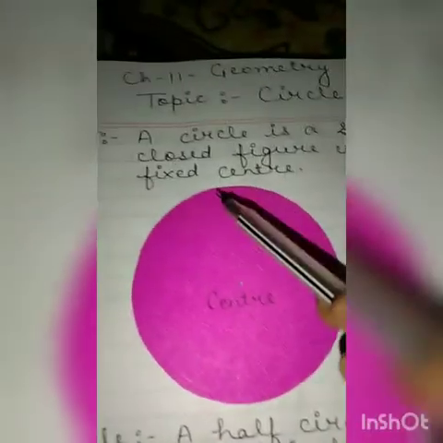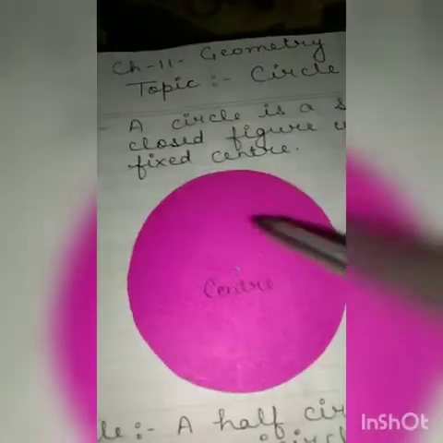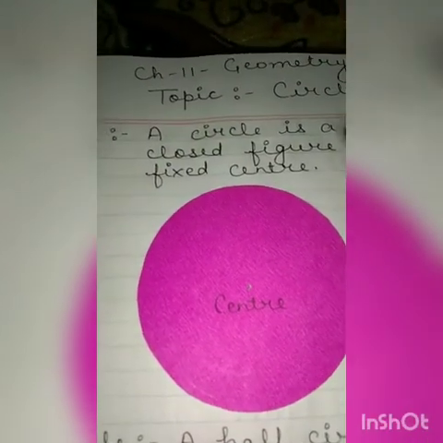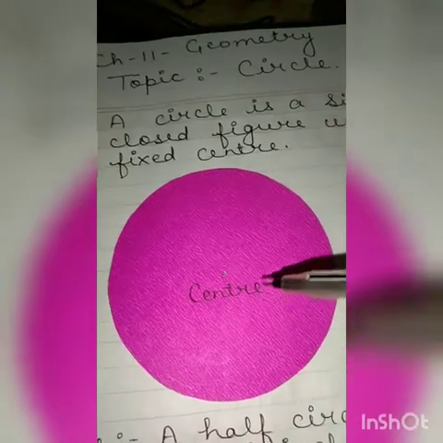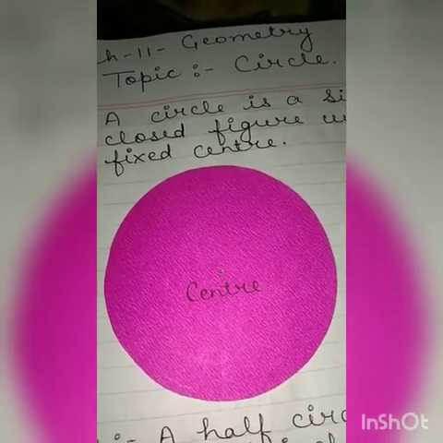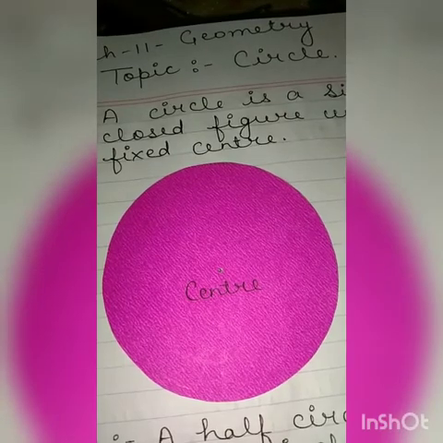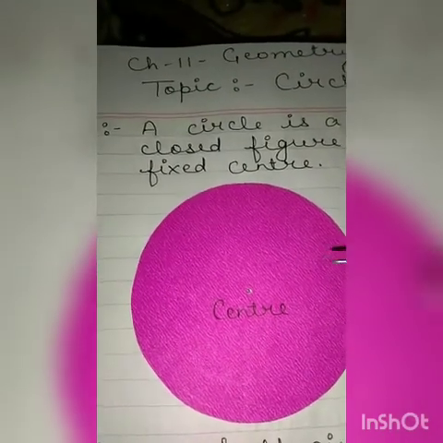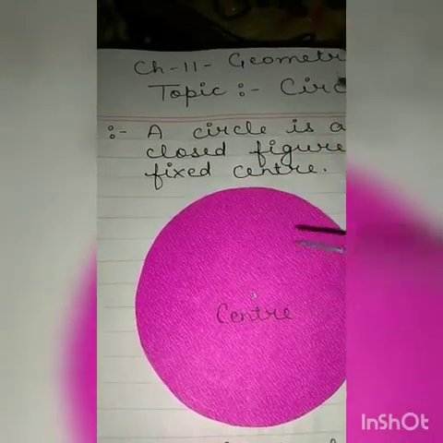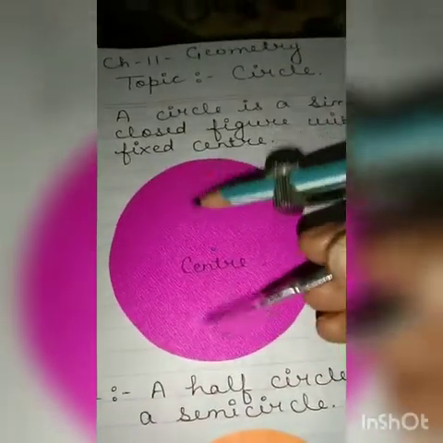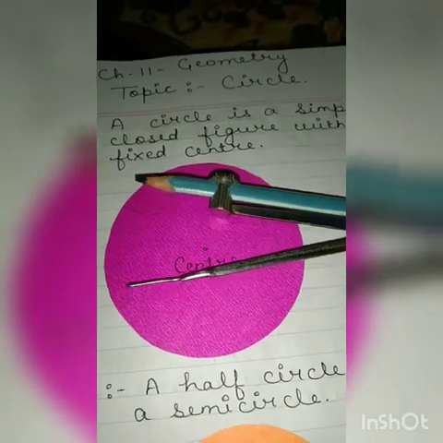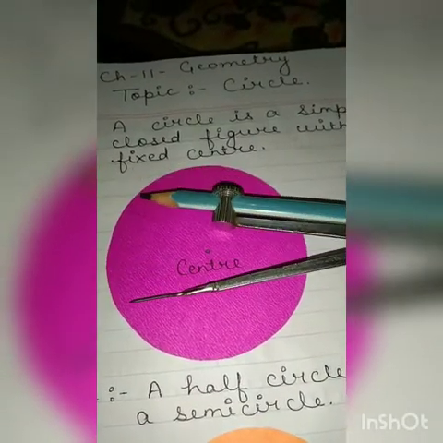So what is circle? A circle is a simple closed figure with a fixed center. So how will you know where the center is in the circle? How will you know that this is the center of this circle? So this is compass, children. With the help of this only we are drawing the circle.